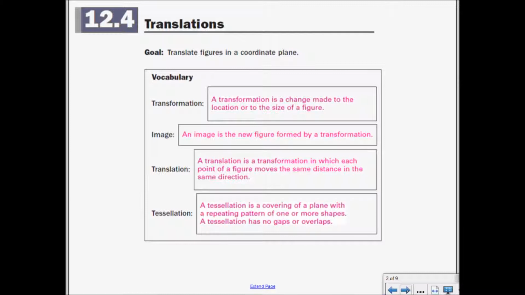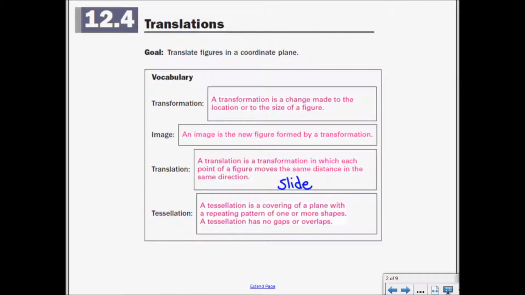Today's notes over 12.4 are on translations. Our goal is to translate figures in a coordinate plane. A transformation is a change made to the location or to the size of a figure. An image is the new figure formed by the transformation. A translation is a transformation in which each point of a figure moves the same distance in the same direction. Sometimes this will be referred to as a slide.